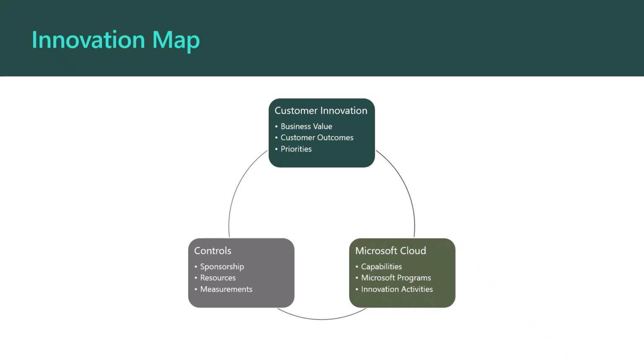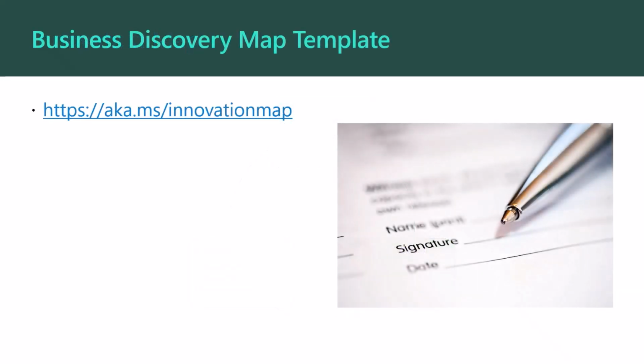And then we map those to the Microsoft Cloud, which capabilities, right? What programs might make sense, and what activities can be done. Hackathon, architecture design session, a proof of concept, and so on. All right, here's the link to that template. It's just a Word document. It's just got a lot of forms filled in. You can check that out here.